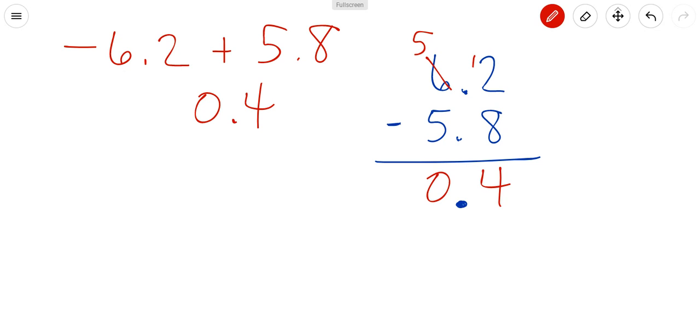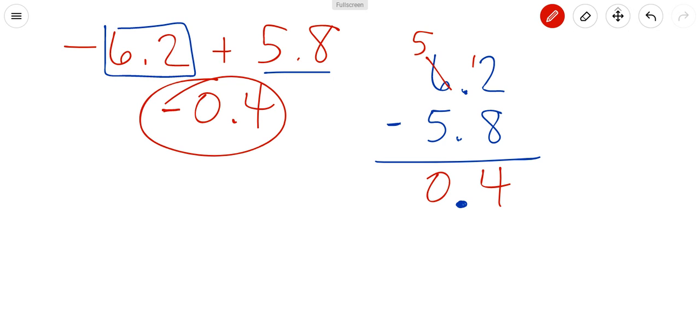The last thing we need to do, as with any time we have negatives or positives, is we need to determine whether the answer is going to be positive or negative. So I'm going to look at the numbers as if the decimals weren't there. I have 6.2 and I have 5.8. I know that 6.2 is bigger. Since that's a negative in the problem, the answer is going to be negative 0.4.